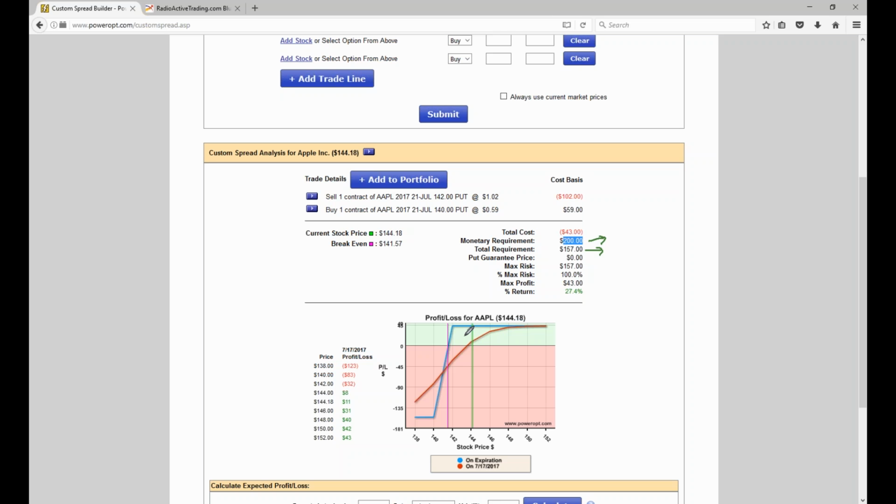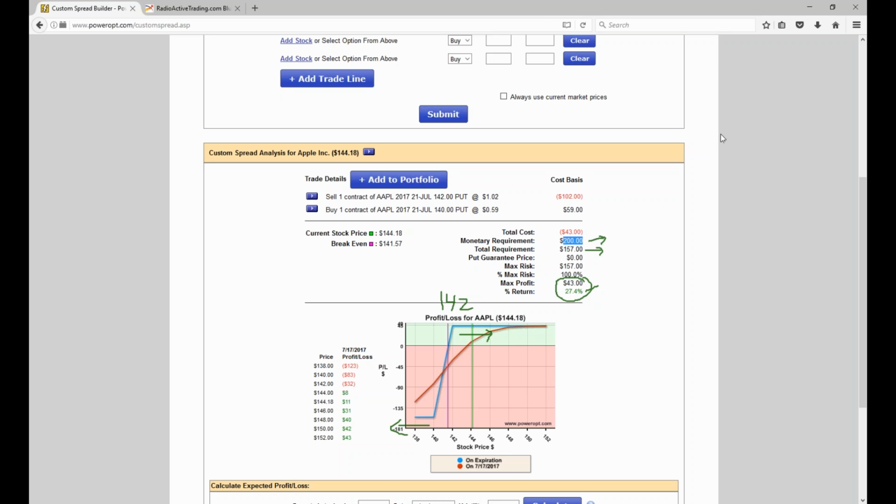If the stock stays above 142, both puts expire worthless. We would keep the net credit without having to do another transaction. That's important. The options just disappear. So the 43 cents against the $1.57 risk is a 27.4% return. Okay. Max return again is made if the stock stays above the short put. Max loss is made if the stock drops below the lower strike option.